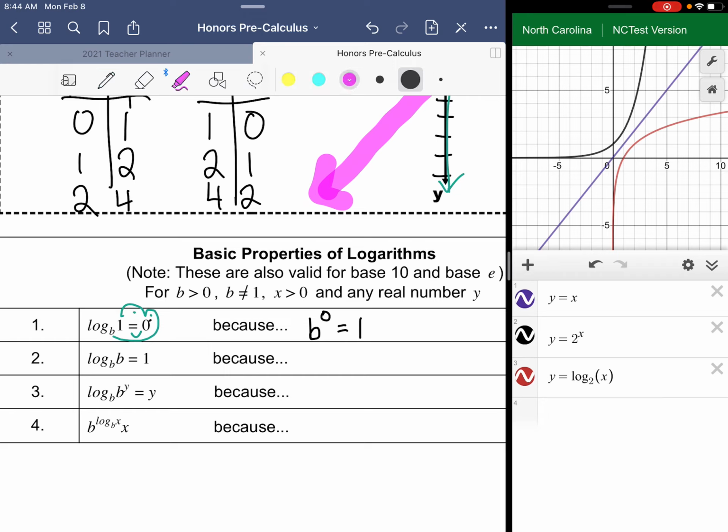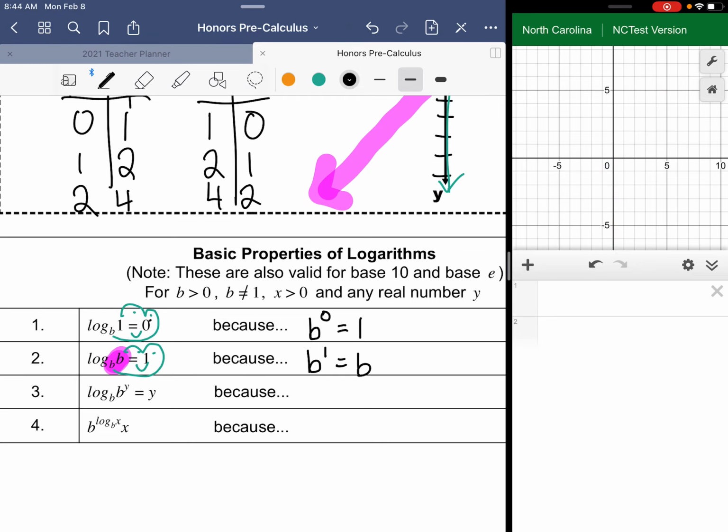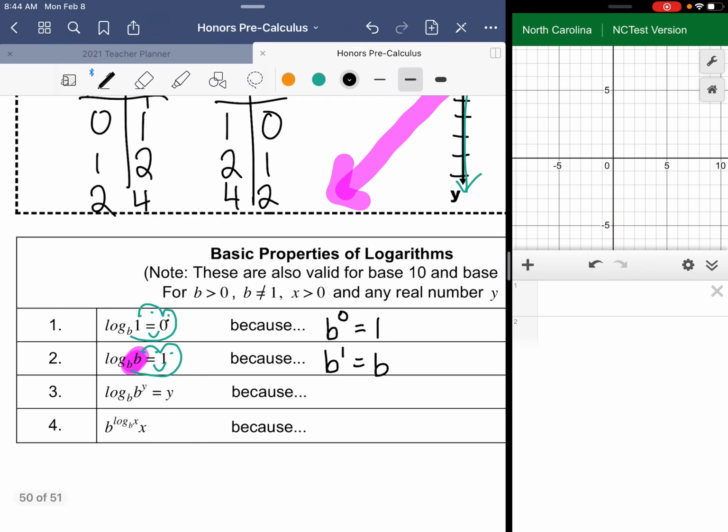All right, so then the next one. If I have the same base, and this is very important, if I have the same base and the same raised to value, then it will always equal 1. So again, if I convert it over, I have my base raised to 1 equals b. Well, that is a true statement because b raised to the first power is equal to b.